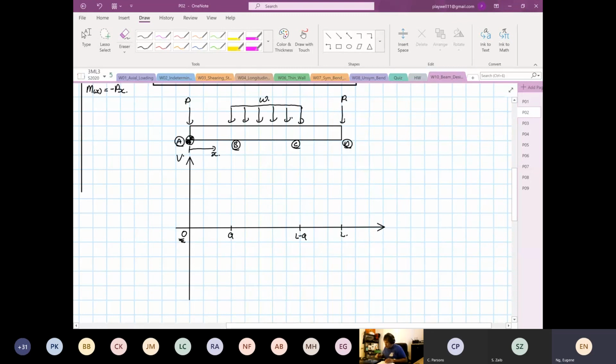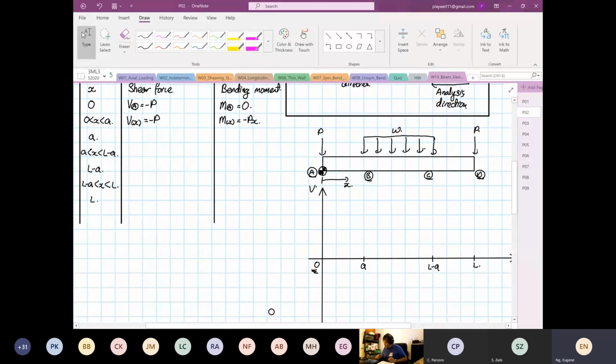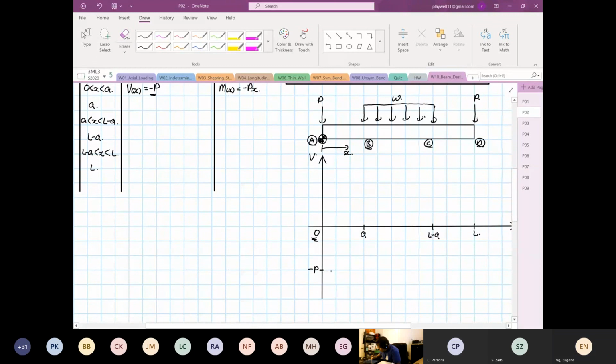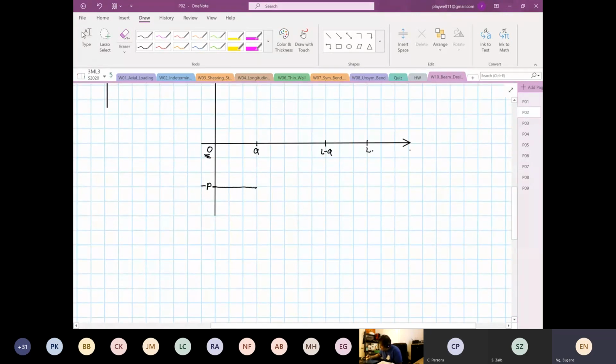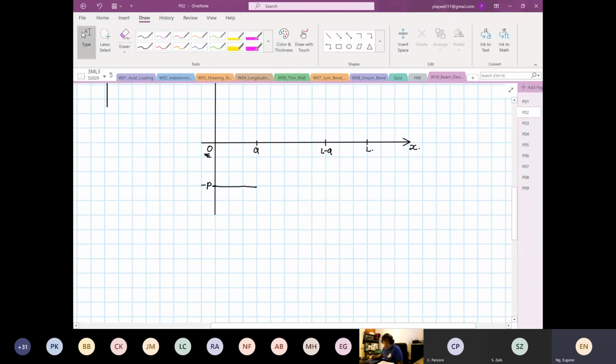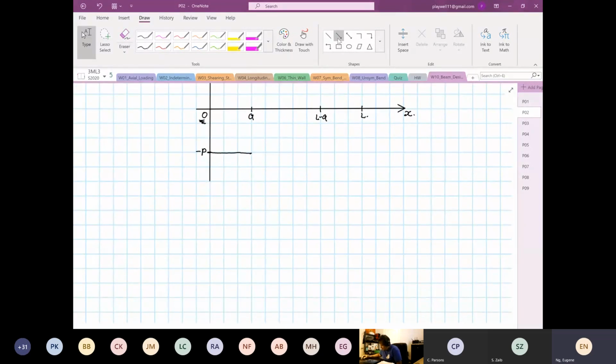Okay, so by looking over here at the shear force at point A, we have a point down here, which is equal to minus P. That's our point A. And between A to B, it is still minus P, so it's going to be a straight line. So that is our shear force diagram. Then below, we're going to draw our bending moment diagram, so we're going to again do our bending moment equation.